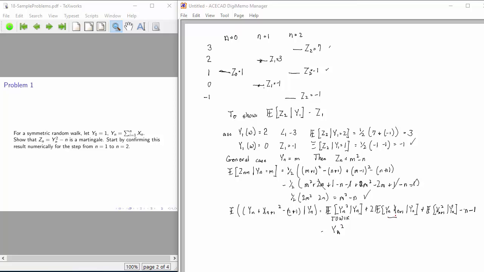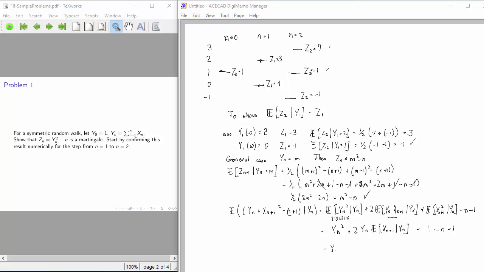Here, we've got a product of two random variables, and one of them is constant on the values of y sub n, so we can pull that out. So I get 2 times y sub n times the expectation of x sub n plus 1 conditioned on y sub n, plus, well, x sub n plus 1 is independent of y sub n. We're equally likely to go up or down independent of the value of y, so this is just 1.